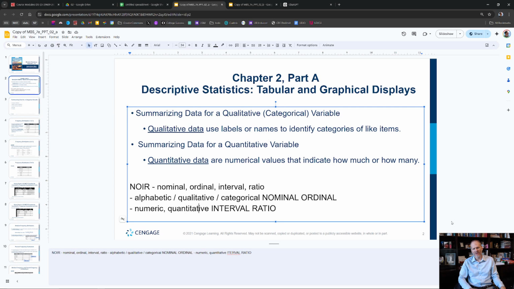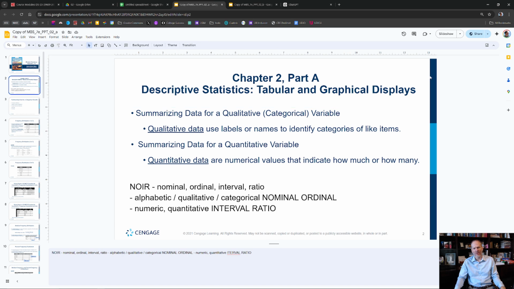And then interval and ratio is numeric, and it's quantitative. And again, remember, nominal is like the name, ordinal is like nominal, except there's some ranking to it, like A, B, C, D, right? That's alphabetic, it's qualitative, it's categorical, and there's an order to it, there's a rank to it. Like in a class, an A is a higher grade than an F, right?